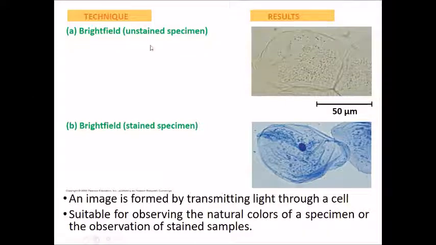The first one is the bright field technique. We have unstained and also stained specimens here. An image is formed by transmitting light through a cell, and this technique is very suitable for observing the natural color of a specimen or the observation of stained samples.